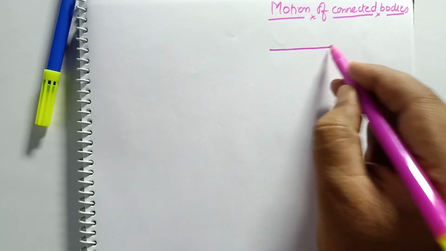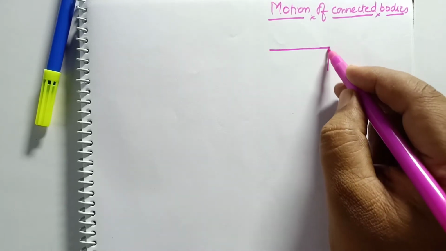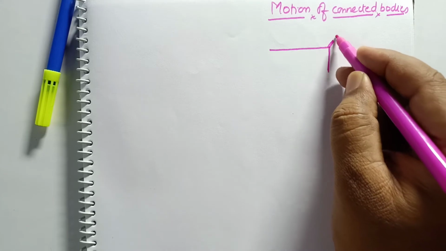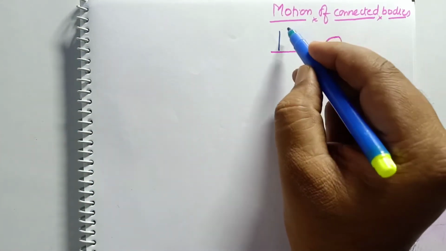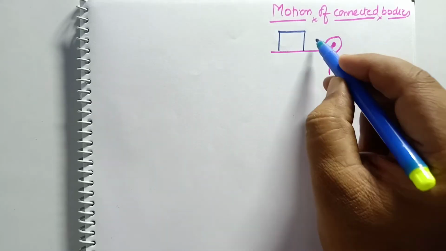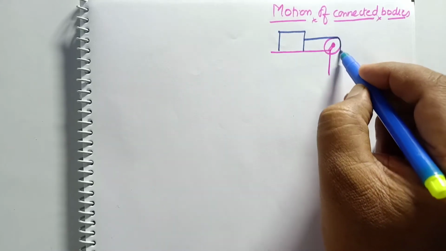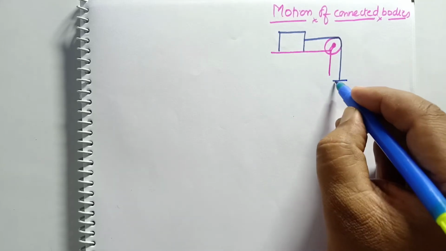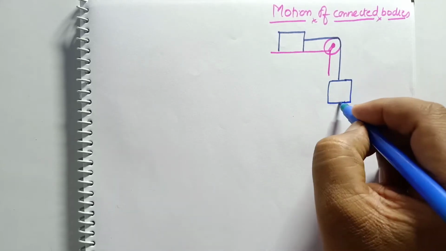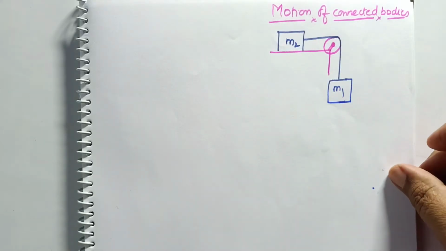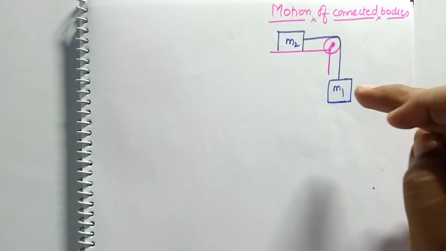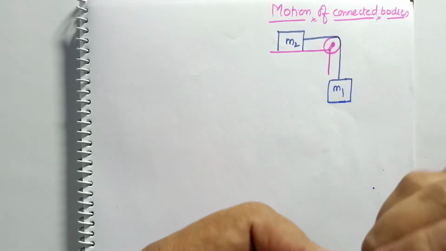Here I am considering one table, and here I am considering one pulley. So this is a pulley. Let us imagine that there is one block here, and this block is resting on the table. There is another block which is hanging down. Okay, so this is block of mass m1, this is block of mass m2. I am considering these two blocks, one is hanging and one is resting on the table.